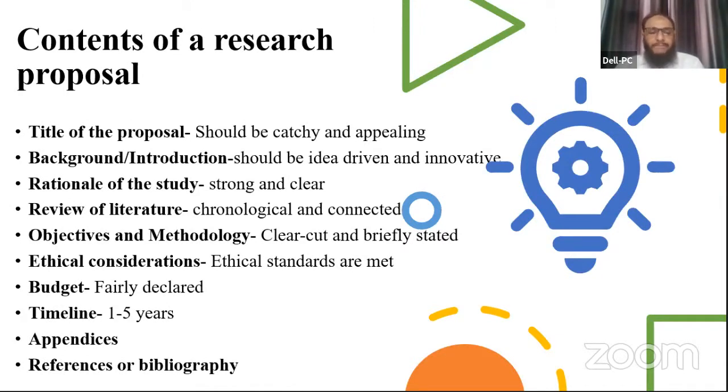our proposal. Then budget. Budget is the most important part of our proposal, and it should be fairly declared. And the timeline, whether your research proposal is for 1 year, 2 years, 3 years, 5 years, etc., you have to mention the clear-cut timeline of your research proposal. And then another important component is appendices of the documents and the references or bibliography of your cited work.